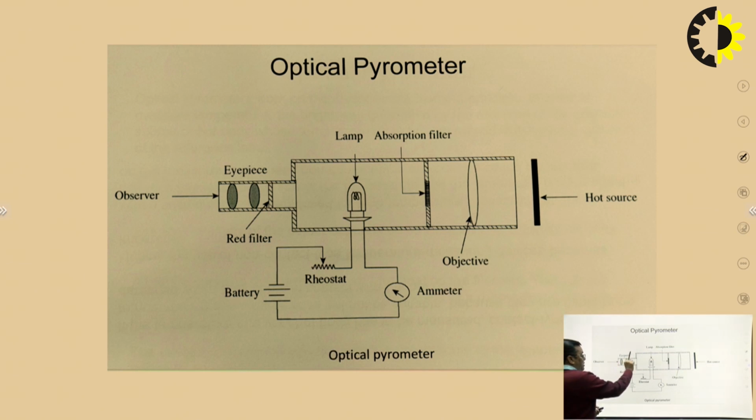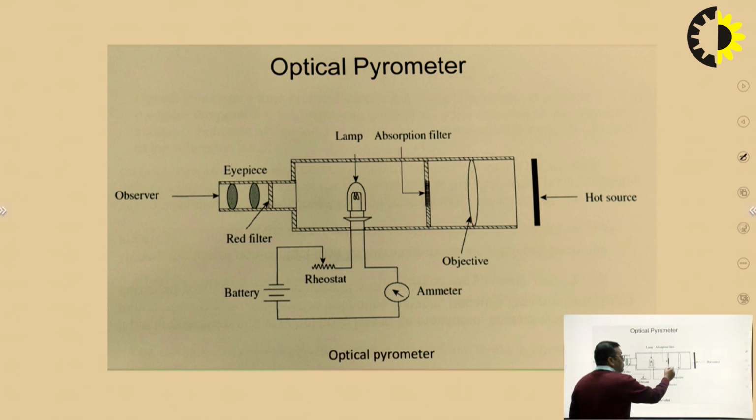By adjusting the eyepiece, we can focus the hot surface as well as the filament. The red filter is there because this hot source and this filament are emitting a band of wavelengths. So by using the red filter, that can be converted into a monochromatic wavelength.